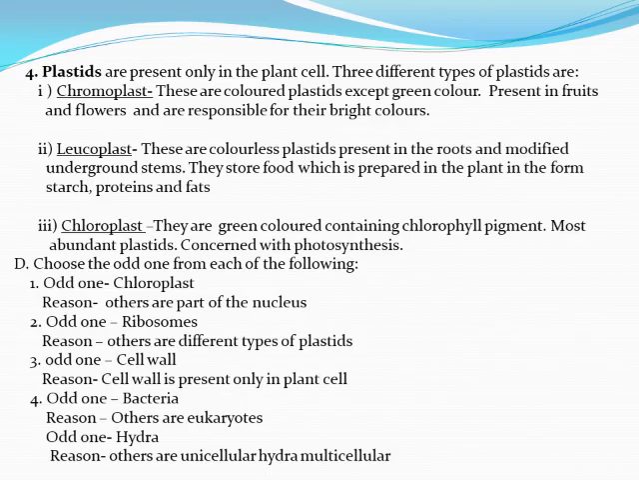Now, chromoplast, these are colored plastids except green color, okay? You know that chromoplasts are generally present in fruits and flowers and are responsible for bright colors. Leucoplast, these are colorless plastids present in the roots and modified underground stems. They store food which is prepared in the plant in the form of starch, proteins and fats. Leucoplasts are colorless ones, and the chloroplasts are the green colored plastids. They naturally contain the green pigment, that is chlorophyll. Most abundant plastids concerned with photosynthesis.